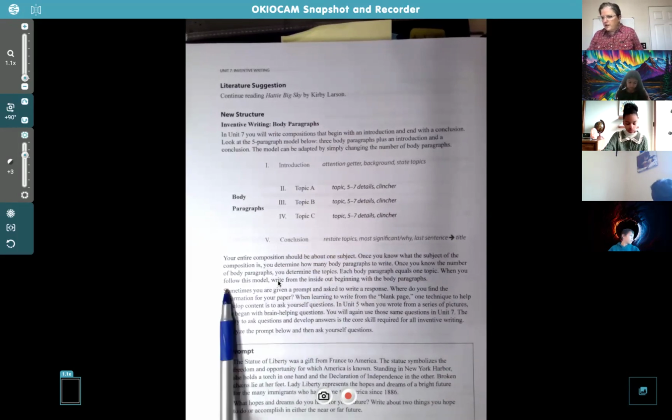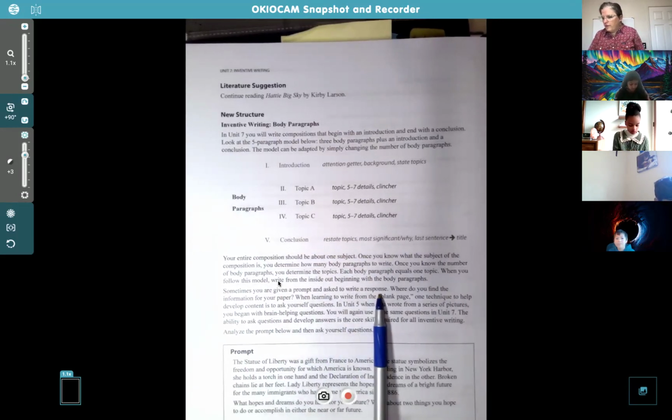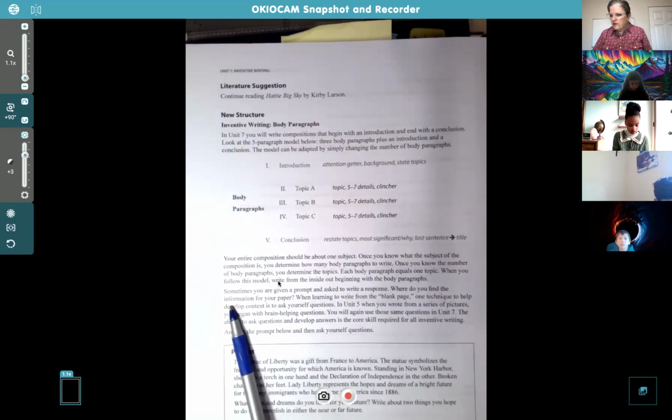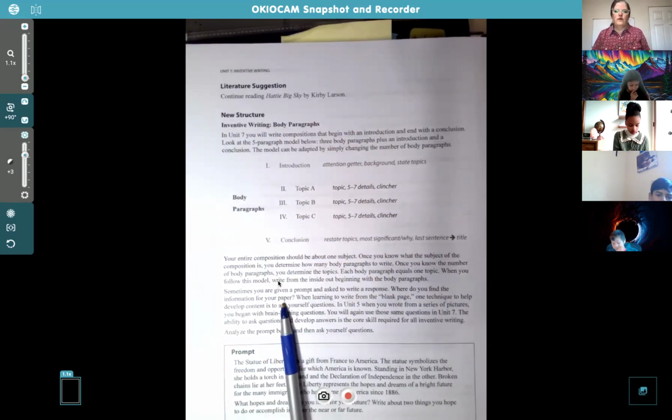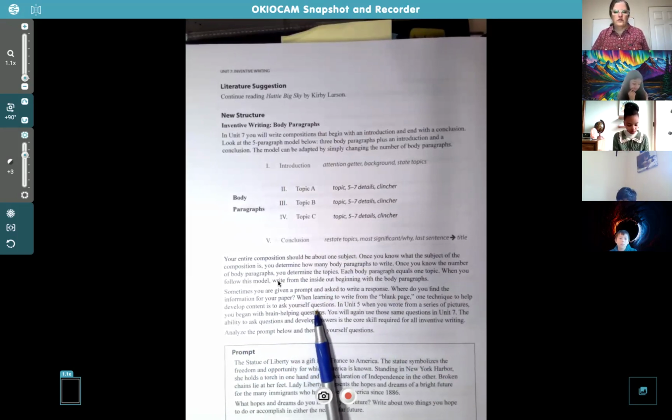So let's jump down here to the paragraph that says sometimes. Sometimes you are given a prompt and asked to write a response. Where do you find the information for your paper? So if it's a research paper, you'll look online, you'll look at books like you did for Lusitania, but this is a little bit different. This is your response. So this is like how you think. This is you, okay? Not the internet, not books, not encyclopedias, not articles. This is you. Learning to write from the blank page is what we call it, like it's all in your head.